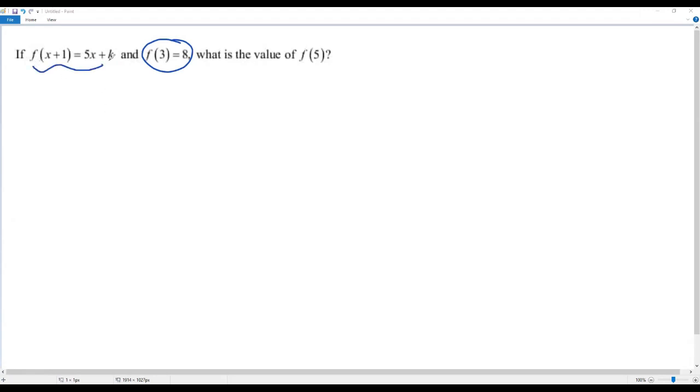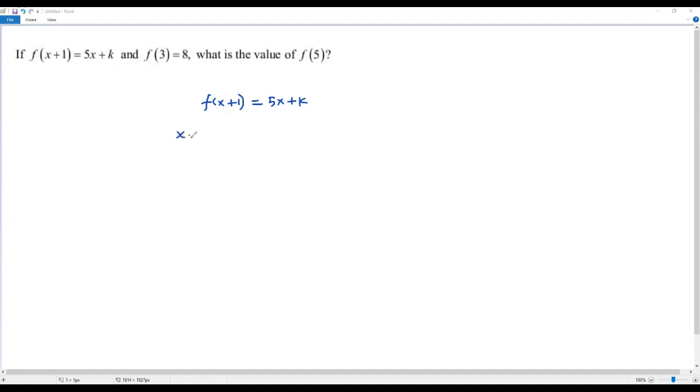First let me take this function as it is, that is f(x + 1) = 5x + k. If I want to get the value of k, we have to use this information. Here we have 3 inside the parenthesis, while in the function we have x + 1. To get this 3, what value should I plug in for x? I have to plug in x = 2. When I plug in x = 2, 2 + 1 is 3. So then I can use this information.